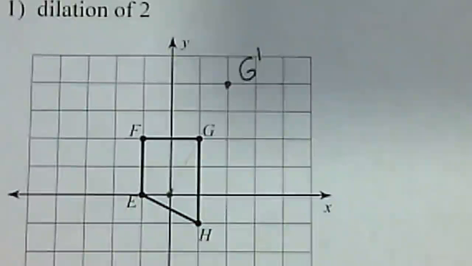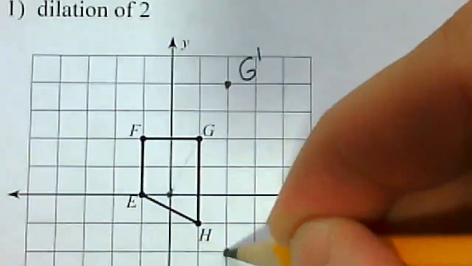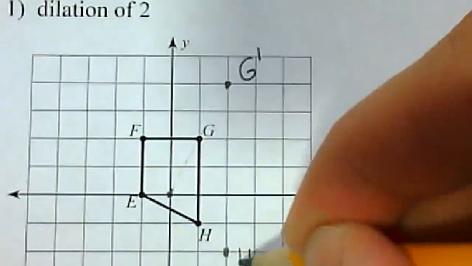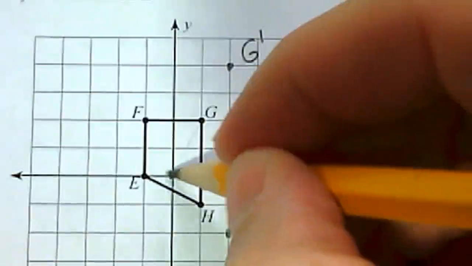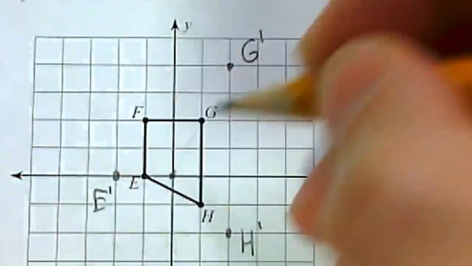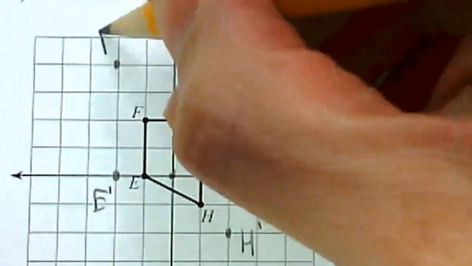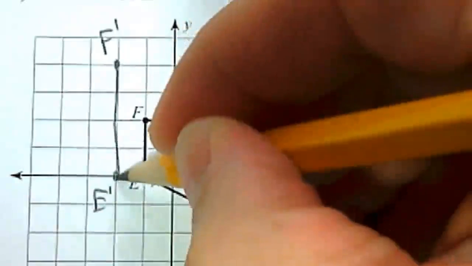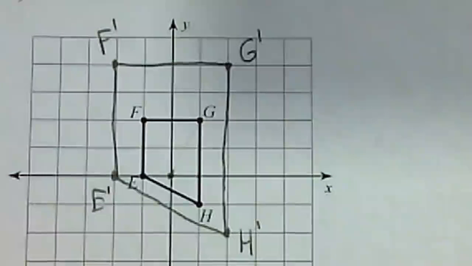All right, and then I can just repeat the process with point H, which is down 1 and over 1. I'm going to do that again, so then now I've done that 2 times, it's twice as far away. E is just 1 to the left, so it's going to move over 1 more to the left. F is left 1 and up 2. I go left 1 and up 2 again, and there's my new point F. There is my new figure.